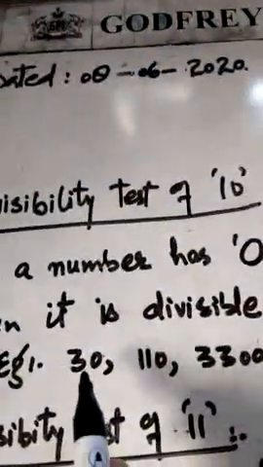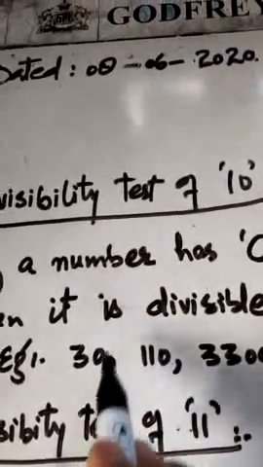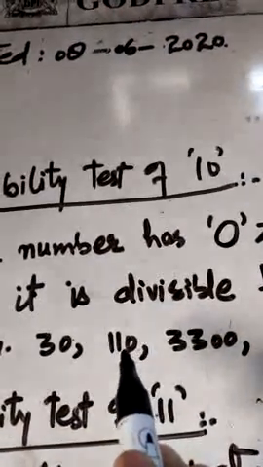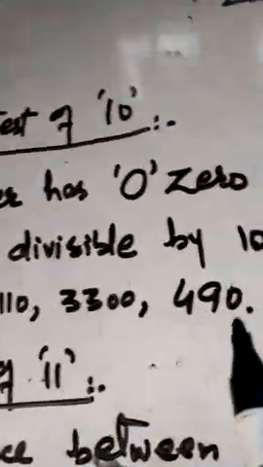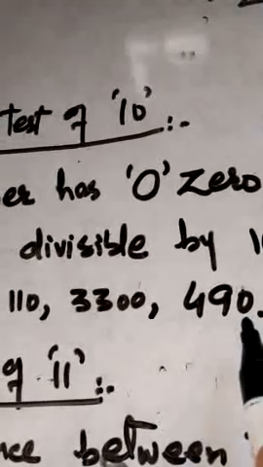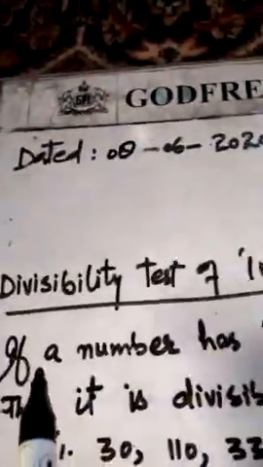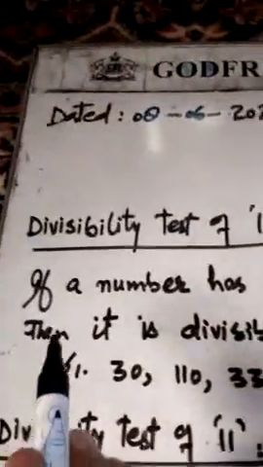Here, for example, we have the number 30. The digit at its units place is 0, so this number is divisible by 10. In this case also, 0 at its units place. Here it is 0 at its units place. Here also the digit at its units place is 0. So we can see that all these numbers are divisible by 10. So what the divisibility test of 10 says is that if a number has 0 at its units place, then it is divisible by 10.